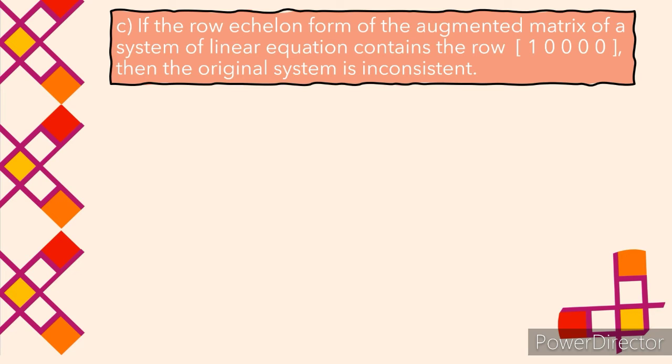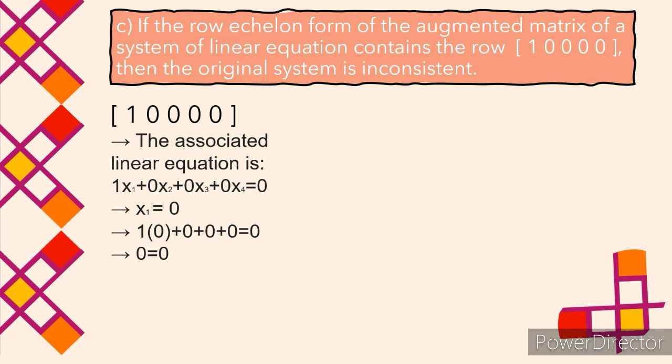Next, the letter C. If the row echelon form of the augmented matrix of a system of linear equations contains the row 1, 0, 0, 0, 0, then the original system is inconsistent. Given the row 1, 0, 0, 0, the associated linear equation is 1 x sub 1 plus 0 x sub 2 plus 0 x sub 3 plus 0 x sub 4 equals 0. Then we can conclude that x sub 1 is equal to 0. Then substitute the 0 and we will get 0 equals 0, which is consistent.